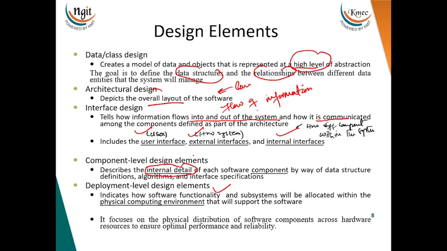Component level design describes the internal design and shows the software components and how the structures are developed. Deployment level design elements indicate how system functionalities and subsystems are allocated within the physical environment. It focuses on the physical distribution of software components. All of those things come here. So data and class will give you the abstraction, architecture will give you the layout, the interface shows how they communicate, then we have the user and external interface, and the component level description of how the functionalities are done.